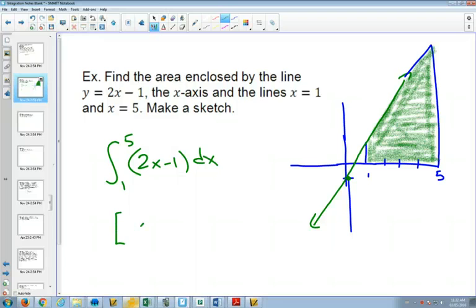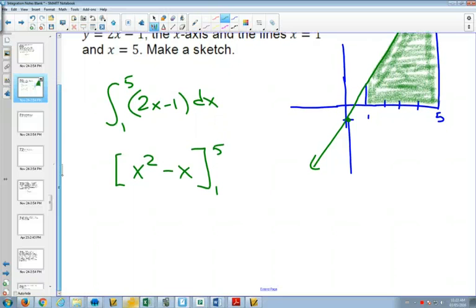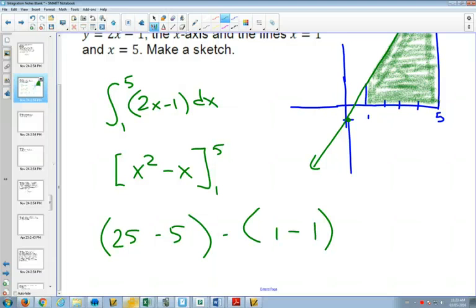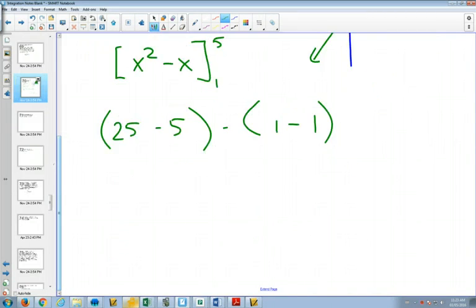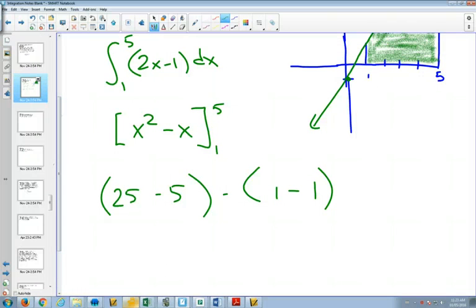So calculating that is just a matter of finding our integral, which will be x squared minus x, and plugging that in. So when we plug in 5, we're going to get 25 minus 5. When we plug in 1, we're going to get 1 minus 1. And we get 20.